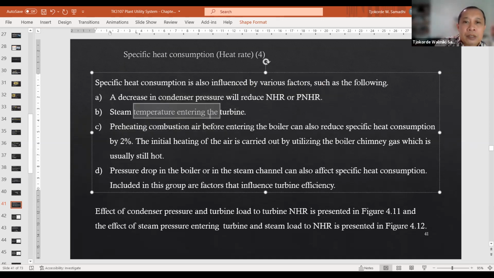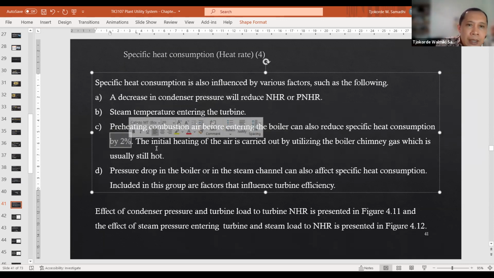Steam temperature entering the turbine. Preheating combustion air before entering the boiler can also reduce specific heat consumption by 2%. And actually, this combustion air preheater is a very, very common accessory to a boiler.